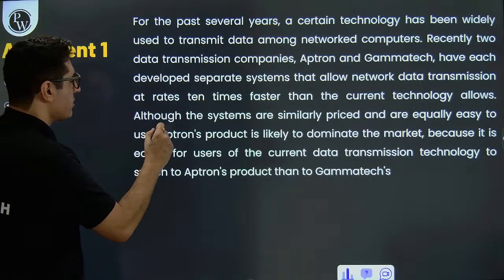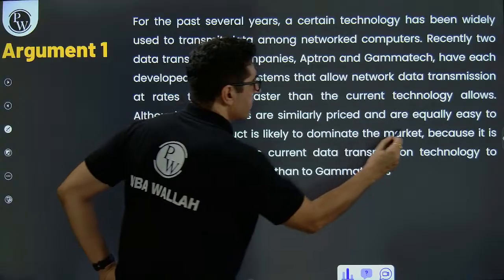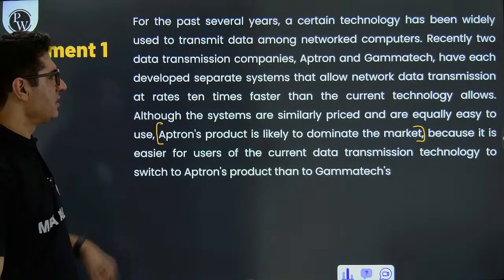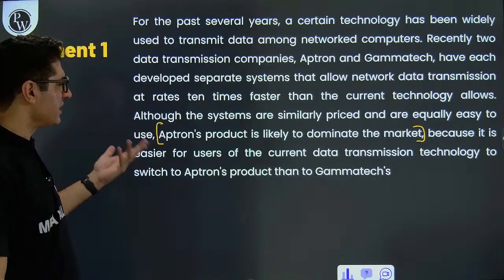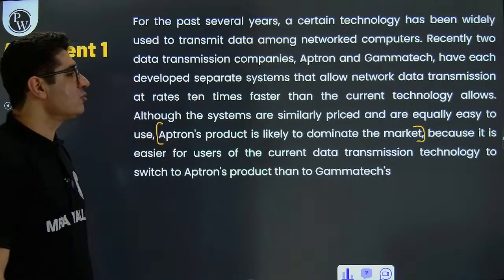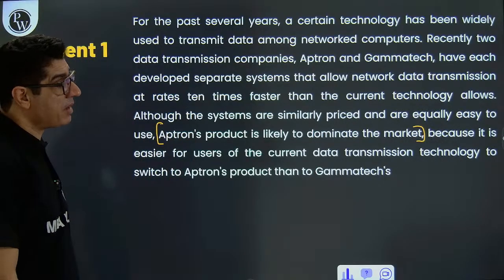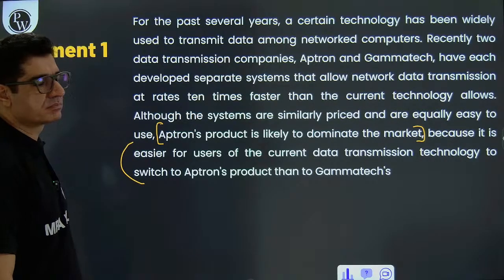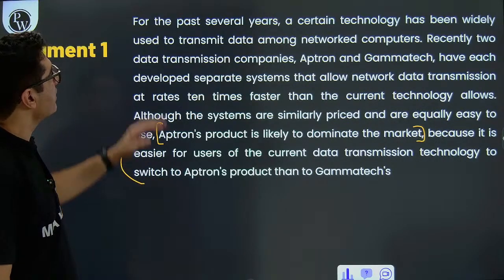The conclusion basically is this: Aptron's product is likely to dominate the market, though they are similarly priced and equally easy to use. It's Aptron who is going to dominate the market. Why? That's your premise. So what are the rest of the things doing?